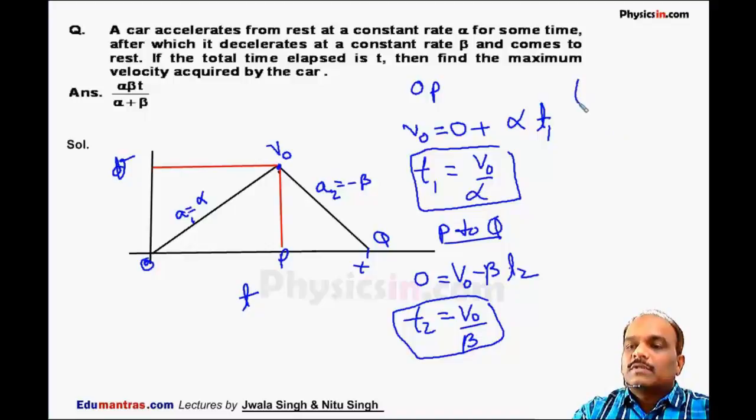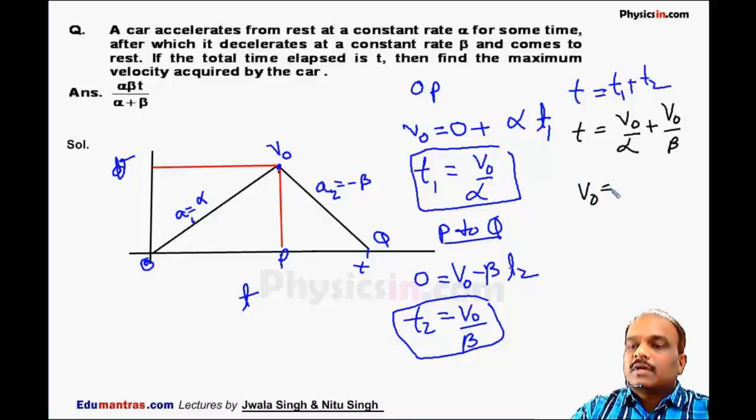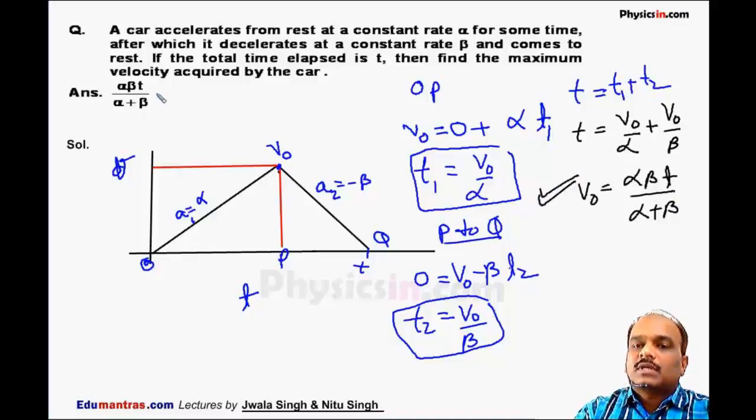We also know the total time which is given, that is t, which is equal to t1 plus t2. I can write t1 as v0 by alpha and t2 as v0 by beta. Solving this expression we get v0, the maximum speed acquired by the car, equal to alpha beta t divided by alpha plus beta. This is the maximum speed acquired by the car during the entire motion.